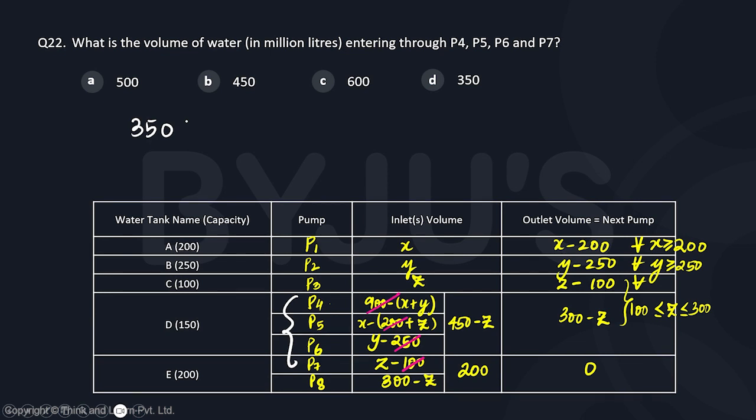Then let's take care of the variables. Minus x and plus x will cancel out. Minus z and plus z will cancel out. And then we will be left with minus y and plus y. Oh, okay. So this also gets cancelled out. So we're left with only 350 as the answer, which is going to be option D.